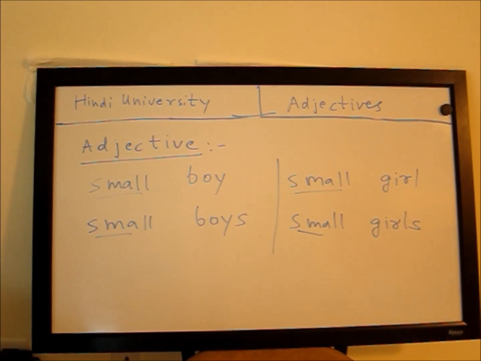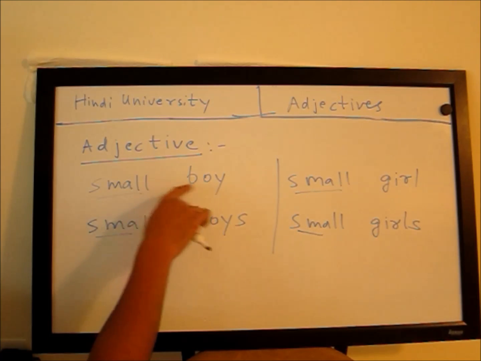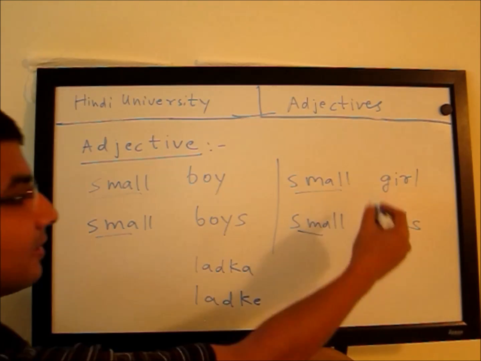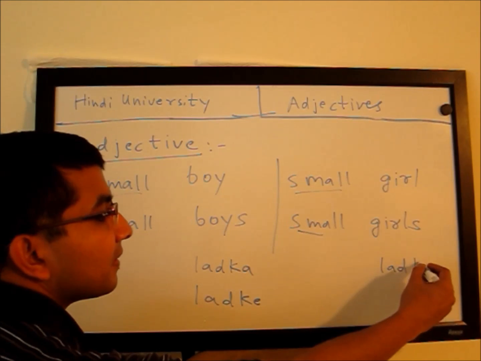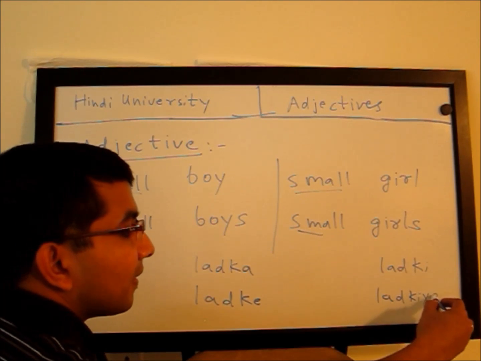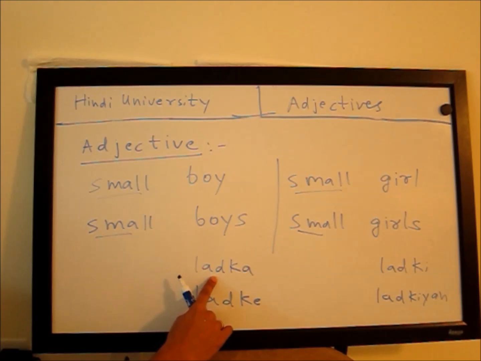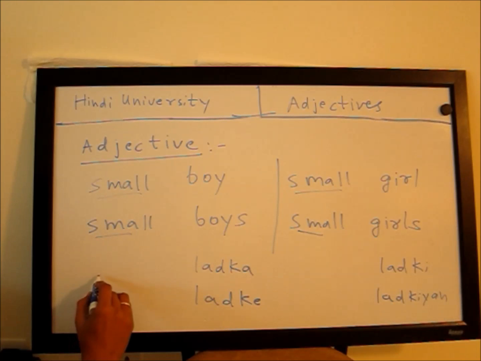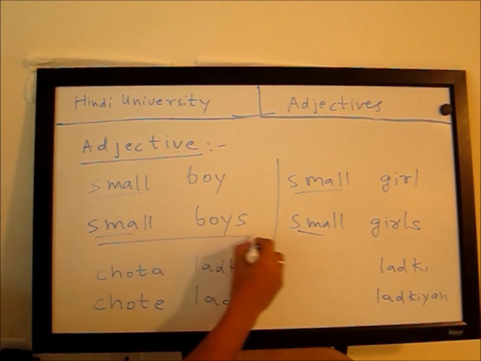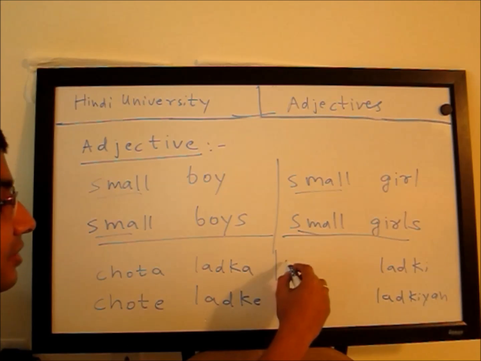In Hindi, if you say small boy, boy is ladka, boys is ladke, girl is ladki, girls is ladkiyan. Now, when I have just one boy, small is chota. When I have masculine plural, it would be chote. Chote ladke. Small girl is choti.